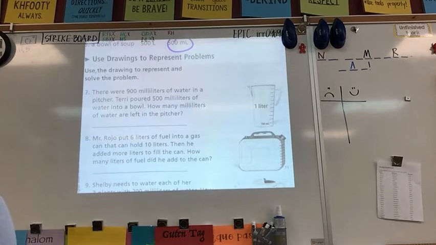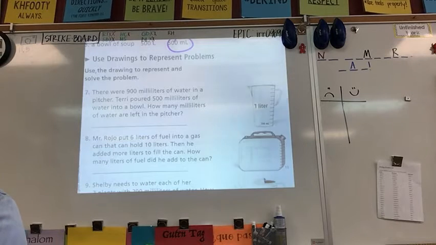There were 900 milliliters of water in a pitcher. So here's my pitcher of water. How many milliliters are in it? 900. Harry poured 500 milliliters of water into a bowl. So she took them from this pitcher. She poured out 500 milliliters. How many milliliters of water are left in the pitcher?